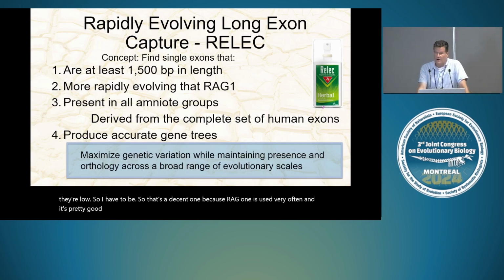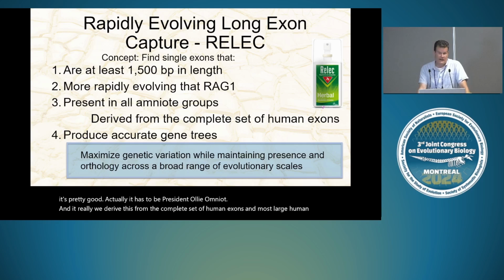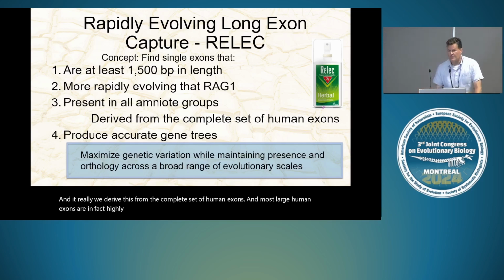It has to be present in all amniotes, and we derive this from the complete set of human exons. And most large human exons are in fact highly variable. And all of them also produce accurate gene trees.